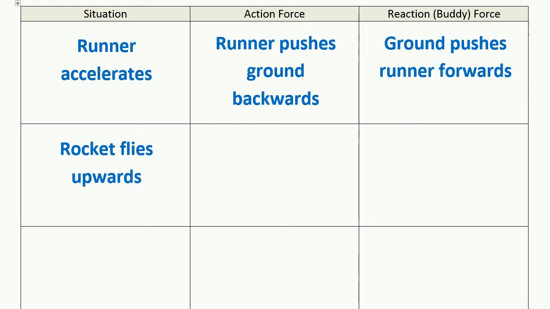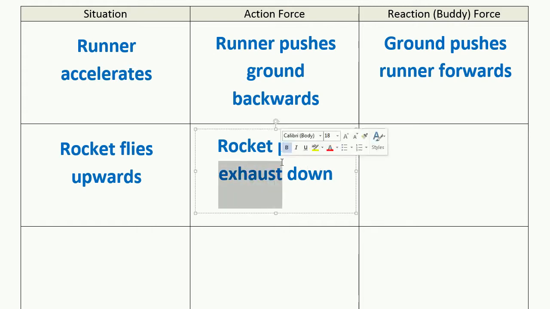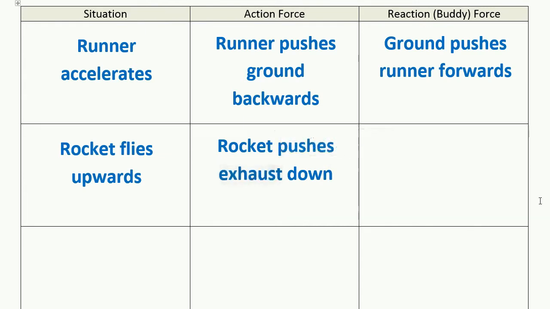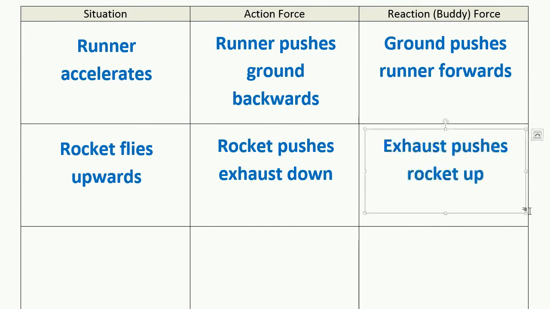So the way a rocket works is the rocket pushes its exhaust down. What I mean by exhaust is inside the rocket, there's a combustion reaction going on, and there's all sorts of smoke and gases being created. And the rocket takes those gases and it pushes them out of its bottom and pushes them downwards. Now, because of Newton's third law, if the rocket pushes the exhaust down, the exhaust must push the rocket up.